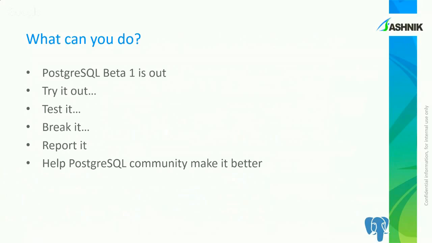You can download Beta 1 from the EnterpriseDB website, which has a packaged installer for open source PostgreSQL 9.6. You can also get the source code or some of the binary or RPM packages from the community website and install them and try it out.